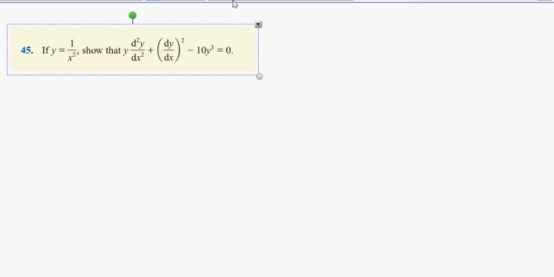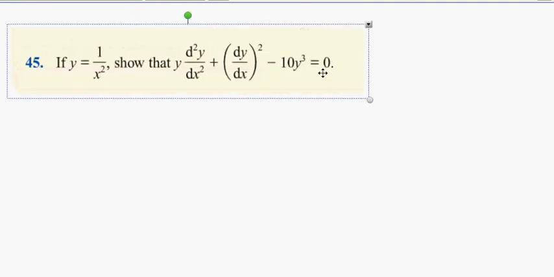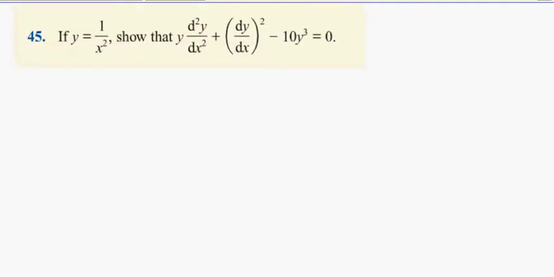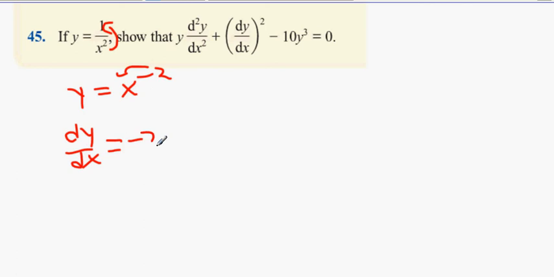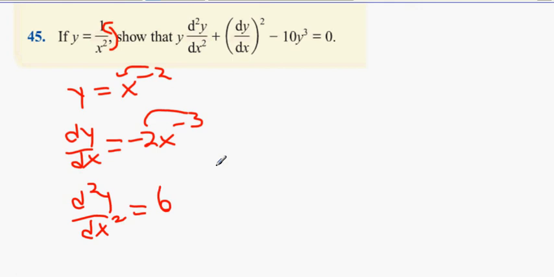Okay, 45. Same thing again. Except this time what you're going to do is this. There's a lot of indices in here, so it is actually tough. Bring x squared to the top. Y equals x to the power minus 2. Differentiate once. You get minus 2 to the front. Take 1 away from the power. Minus 2x to the minus 3. Differentiate a second time. Bring the minus 3 to the front. Multiply by minus 2. You get plus 6. Take 1 away from the power. X to the minus 4.